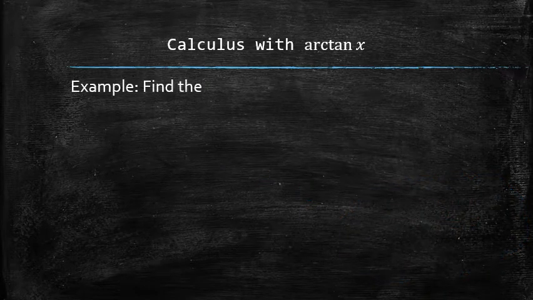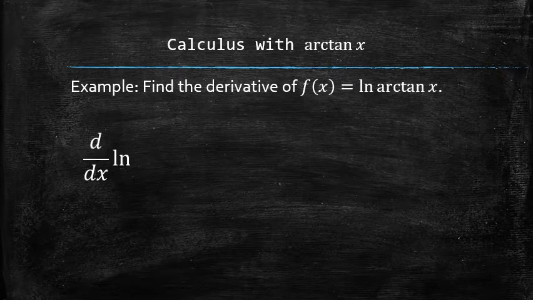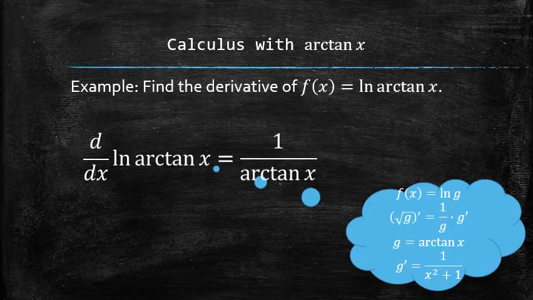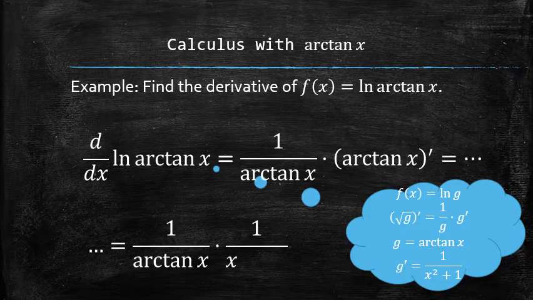Let's do another example. We again start the process by recognizing that we have to find the derivative of a composition of the natural logarithm applied to arctangent function, which is equal to the following expression, in which we know how to find all the components. And we don't need to simplify anything here.